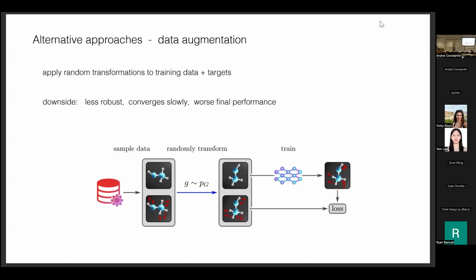But the issue here is that you still explicitly need to learn these symmetries, which requires some learning capacity, and it turns out that your model converges much more slowly. It has a worse final performance, and it's also less robust in the end. So that's easy to do, but it's not the best approach to use, specifically for very large symmetry groups.